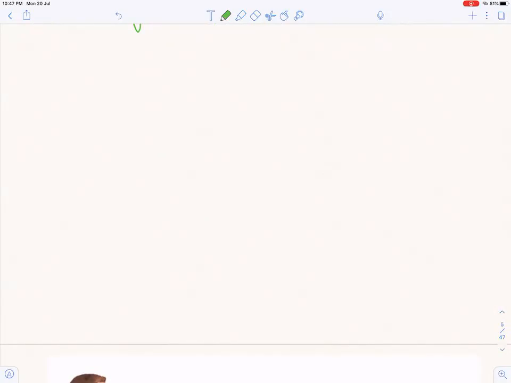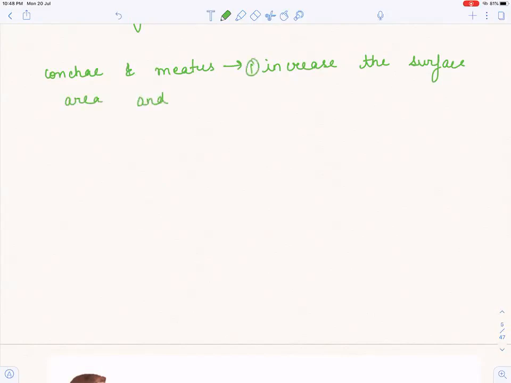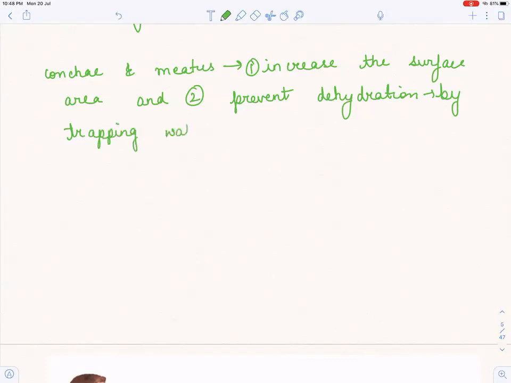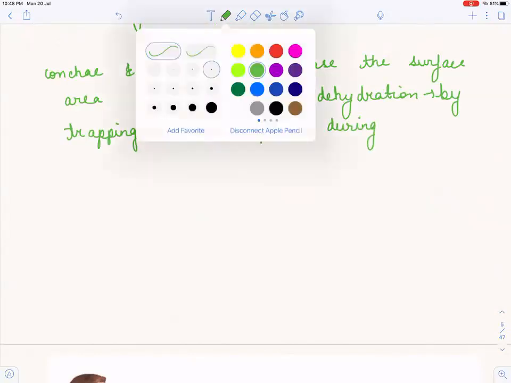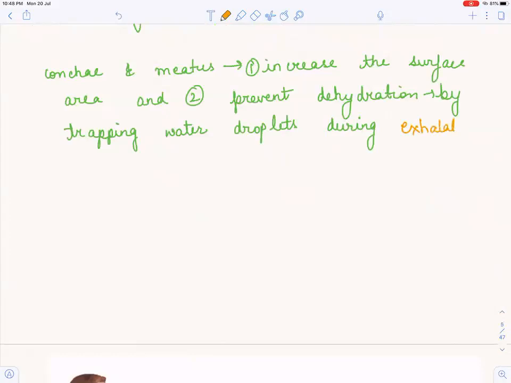Okay, so what do the conchae and meatus do? They obviously increase the surface area. That is one thing, and what else do they do? They prevent dehydration. How are they preventing dehydration? By trapping water droplets during exhalation.